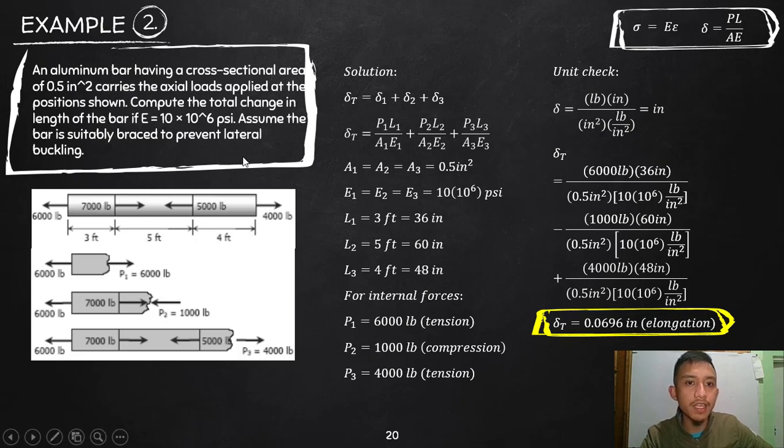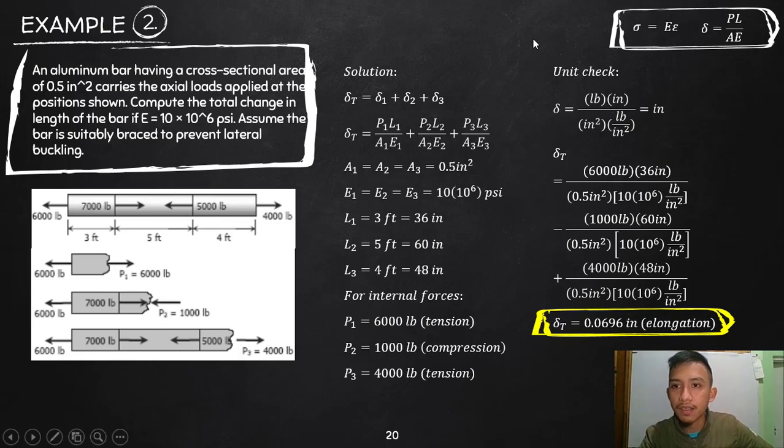So these are our dimensions, and then forces within a given cross section. And then what is being asked is to find the total change in length, or that is the total axial deformation. Axial because the stresses are axial, compressive and tensile stress, since the areas are perpendicular to the forces.